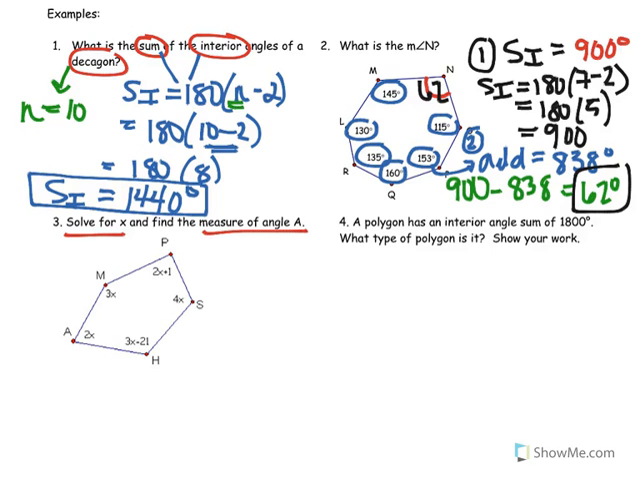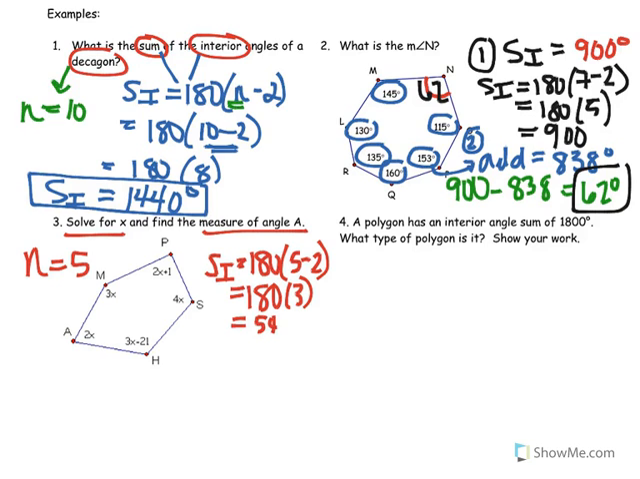They gave me this shape with all these interior angles labeled as different expressions. So I don't know that any of these are congruent. They didn't give me tick marks or a congruent statement, but we now know how to figure out the sum of the interior angles. How many sides are there here? 1, 2, 3, 4, 5. So in this case, n is 5. And let's calculate SI: 180 times 5 minus 2. That's 180 times 3, which gives me 540.